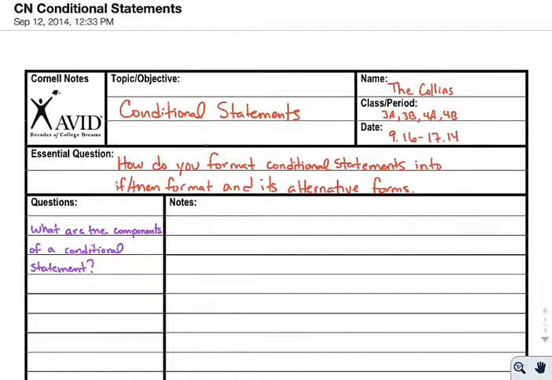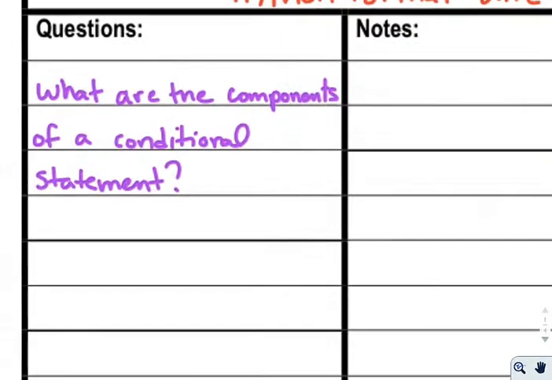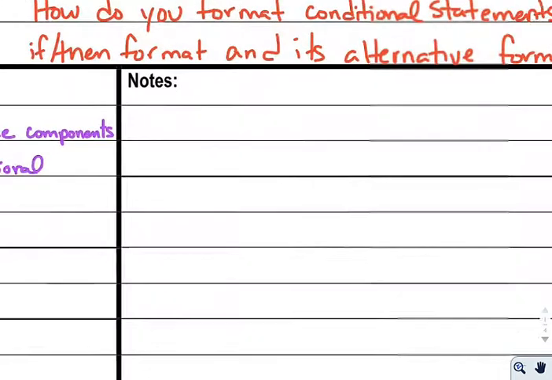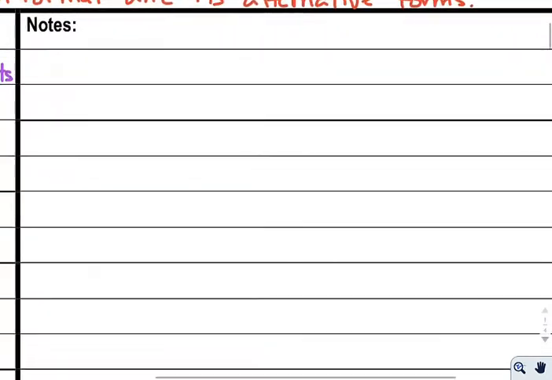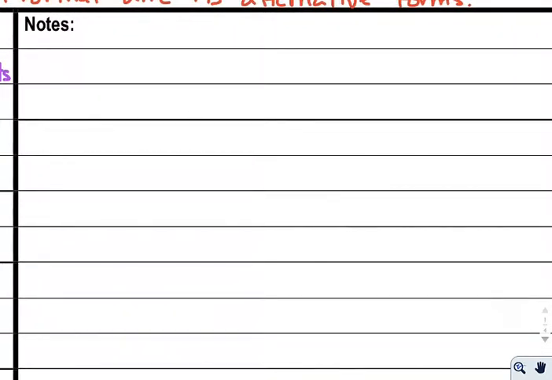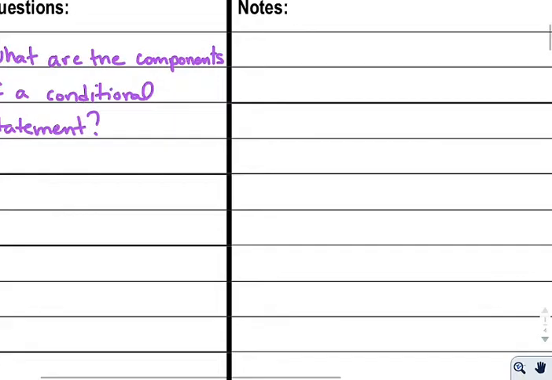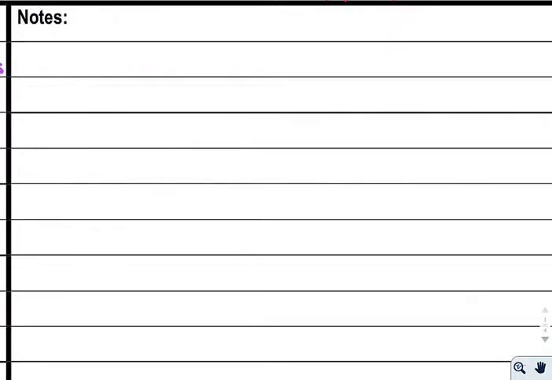Okay. So let's talk about conditional statements. Let's talk about what the components of conditional statements are, because that's the most important part. A conditional statement is nothing more than a dependent declaration. That's all it is, an if-then statement. So if I just make up an if-then statement, a conditional statement, off the top of my head, because it is Saturday morning, how about something like this?